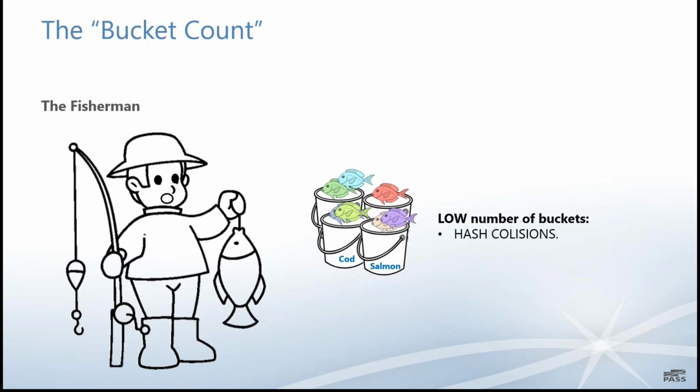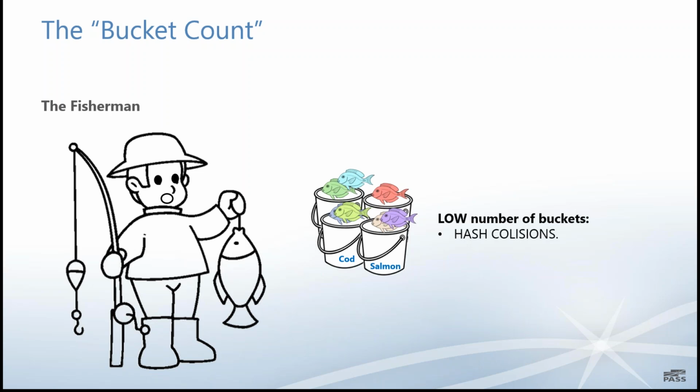But this is that scenario with the low number of buckets. You can have hash collisions. Why? For example, if someone goes to Bob and asks, I want a cod, he was going to the bucket labeled cod and starting to look for a cod, but he has also a green fish inside this bucket.